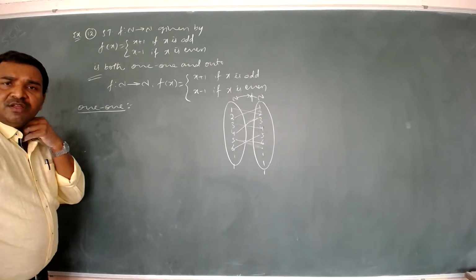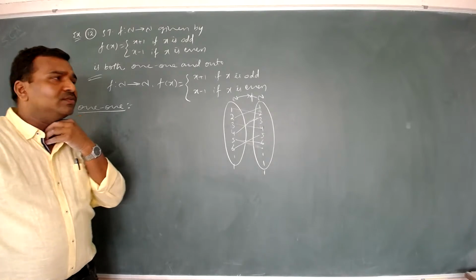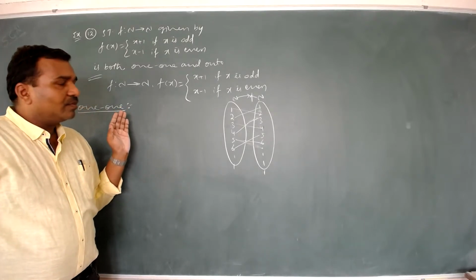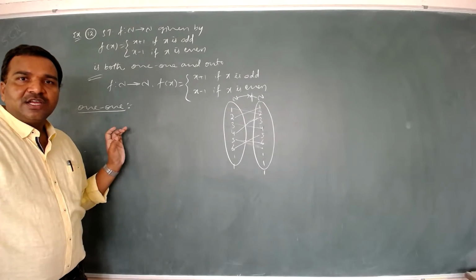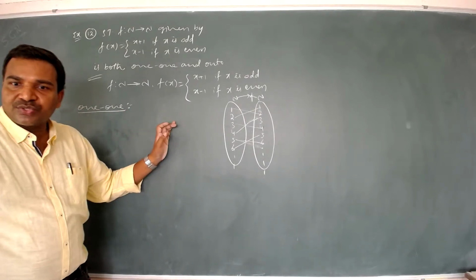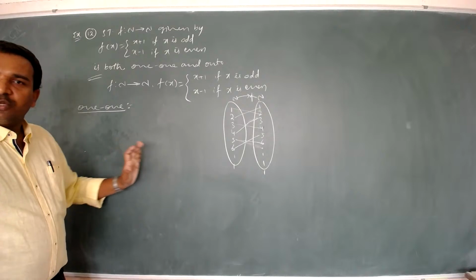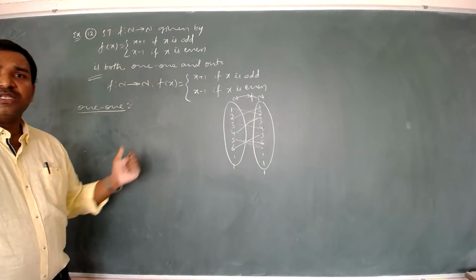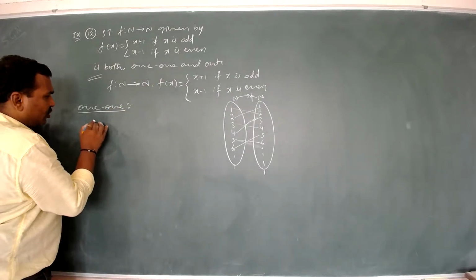What is 1-1? By taking x1, x2 belongs to domain, let us select if f of x1 equal to f of x2. Now we have to prove x1 equal to x2. That is the process now. So what is the selection? Selection is also very, very important.